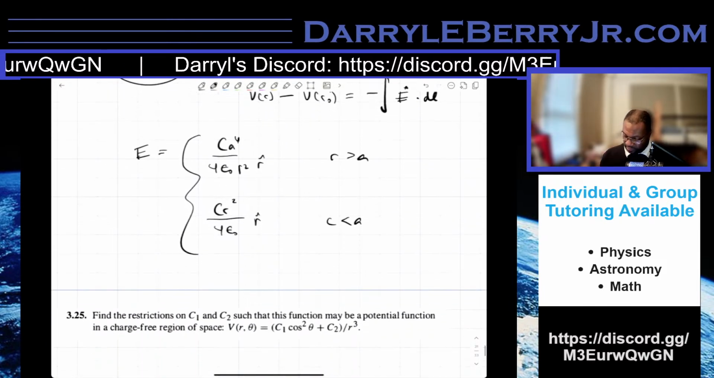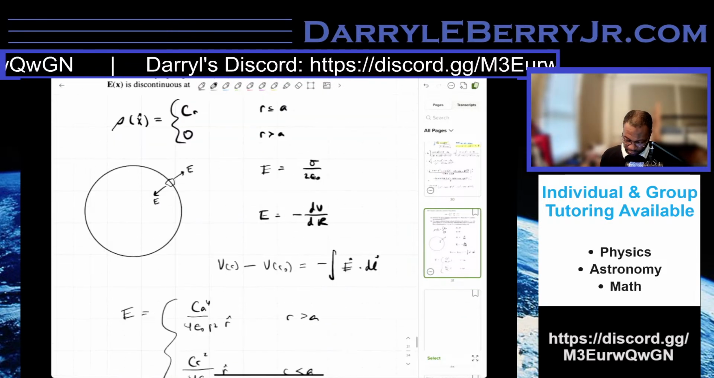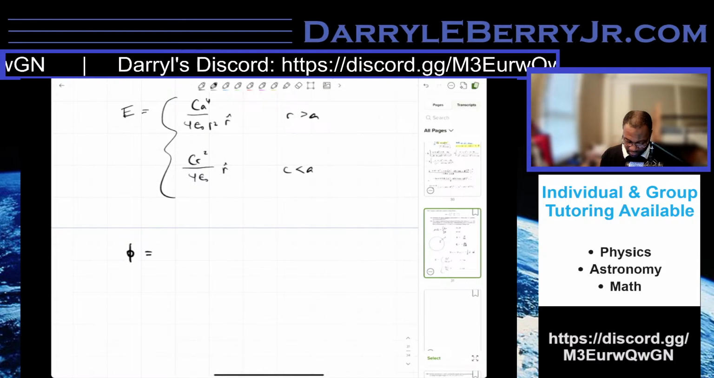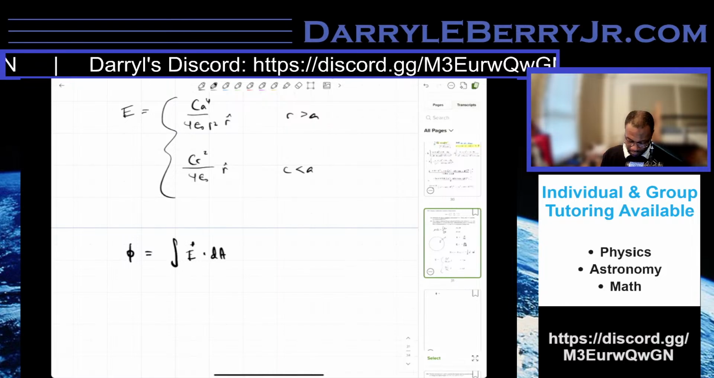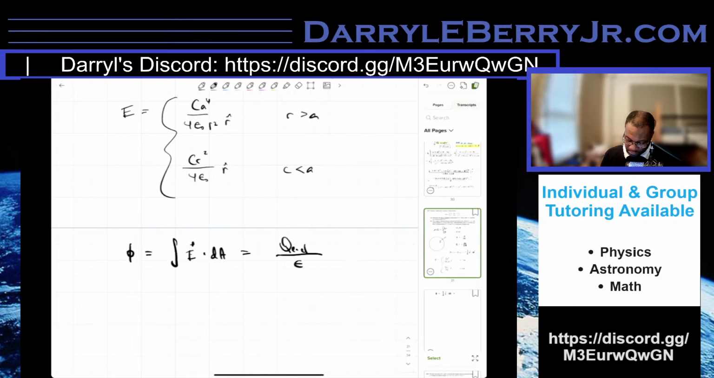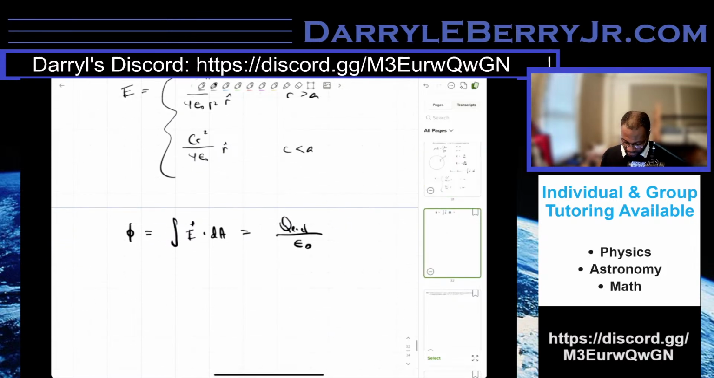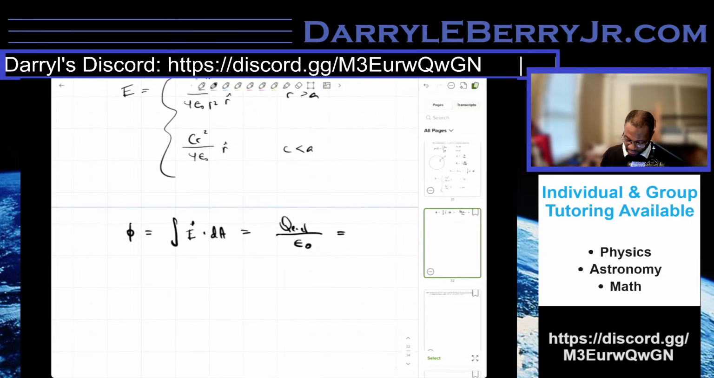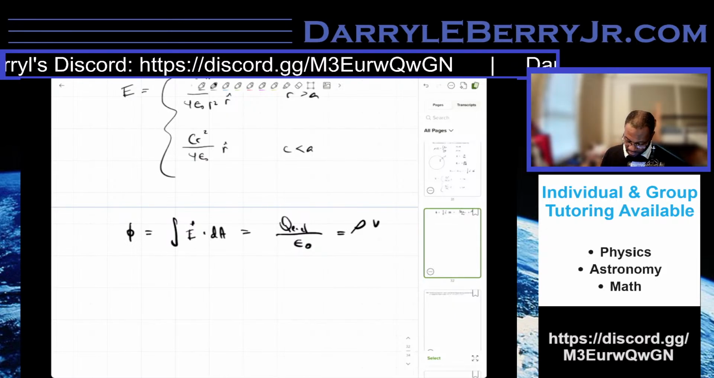Let's think about this. I'll recreate the solution. So that would have to also equal this. So the charge enclosed would be density times volume.